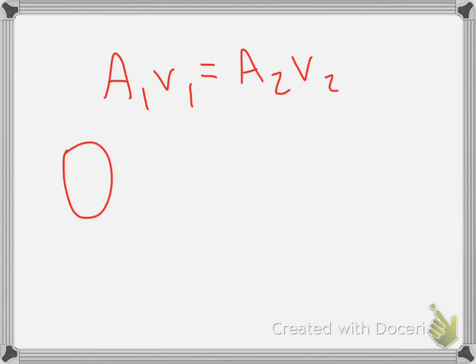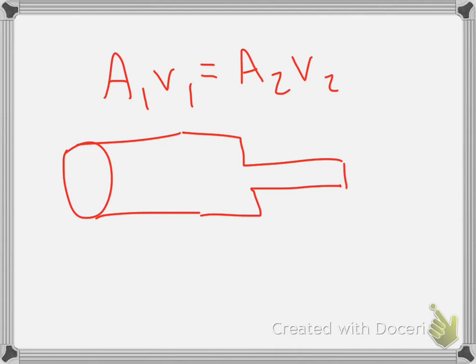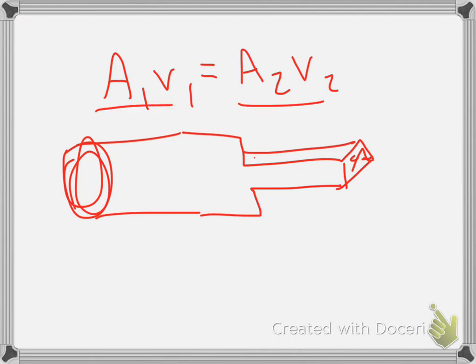What's weird is it's a round pipe going to a square. I don't think I've ever seen a square pipe. That's an awful drawing too. But I mean, you can find the area of a square just as easily as you can find the area of a circle. So set up A1V1 equals A2V2.